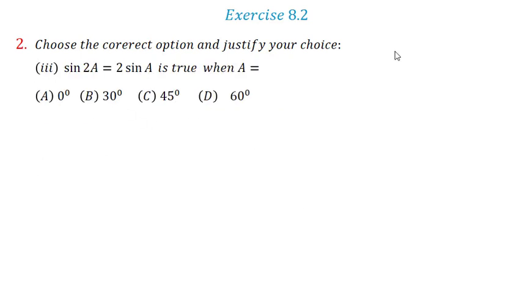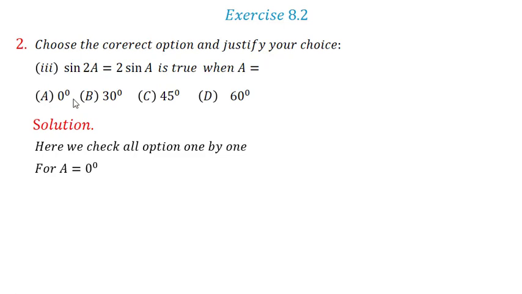The third question is sin 2a is equal to 2 sin a. Is it true when a is equal to? So here what I will do, I will put one by one 0 degree, 30 degree, 45 degree and 60 degree and see whether the left hand side and right hand side are equal. When I use 0 degree, sin 2 into 0 is sin 0. The value of sin 0 is 0, and here 2 into sin 0, again 2 into 0 is 0. So option A, which is 0 degree, is the correct answer.